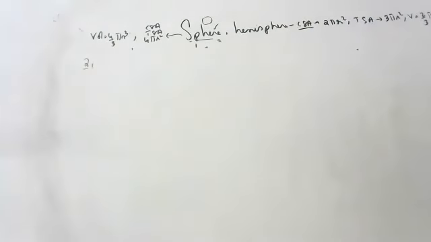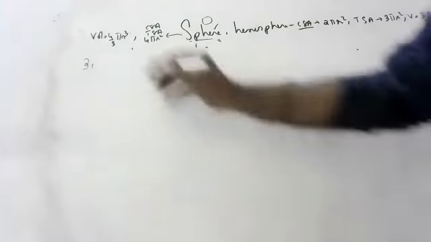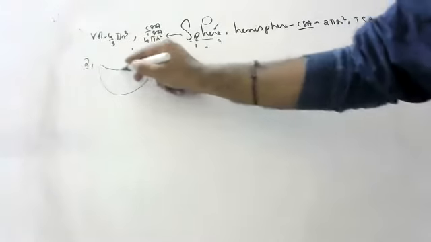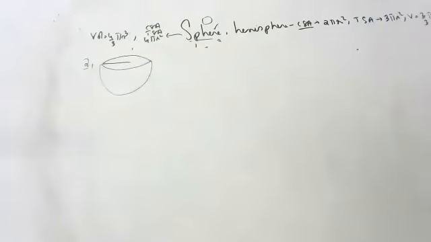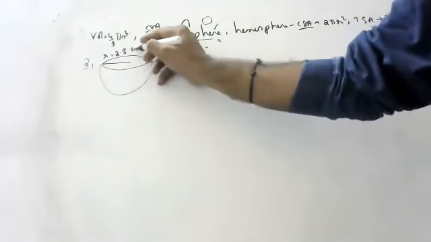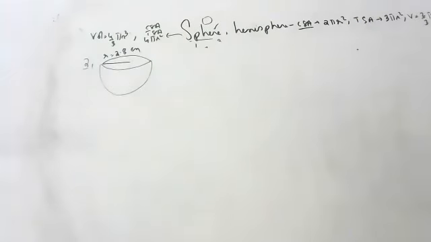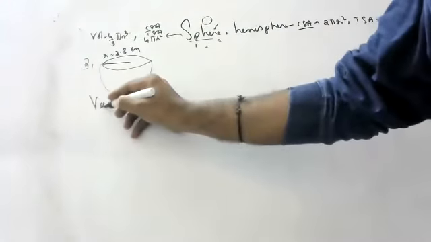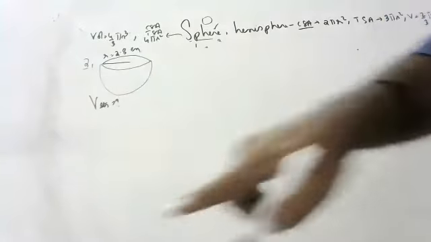Second question. Vedant. A hemispherical tank is there like this. Radius is 2.8 centimeter. Find the capacity. Volume only, but you want it in liters. First we'll find cc, then we'll convert it to liters.